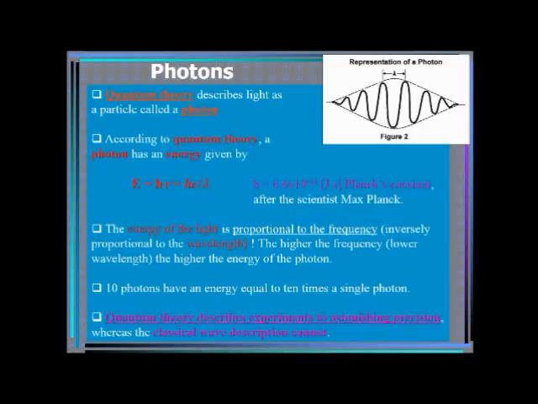According to the quantum theory, a photon has an energy of E equals h nu, or you can substitute nu equals c by lambda, so we get E equals h c by lambda, and hence the energy of the light is proportional to the frequency and inversely proportional to the wavelength. The higher the frequency or lower the wavelength, the higher is the energy of the photon. Now for just analysis, 10 photons have an energy equal to 10 times a single photon.